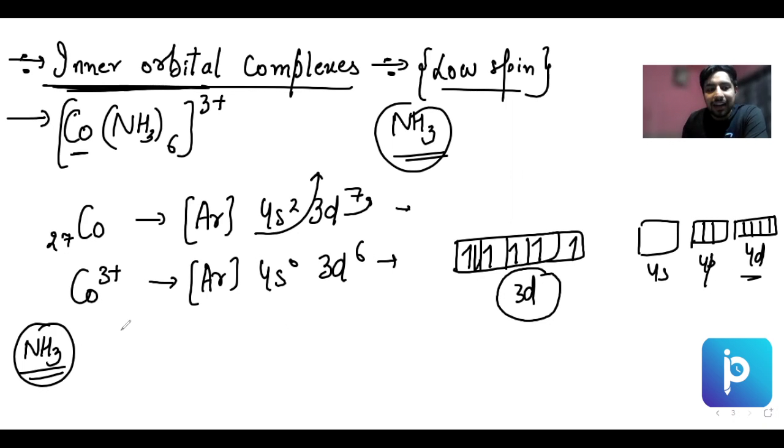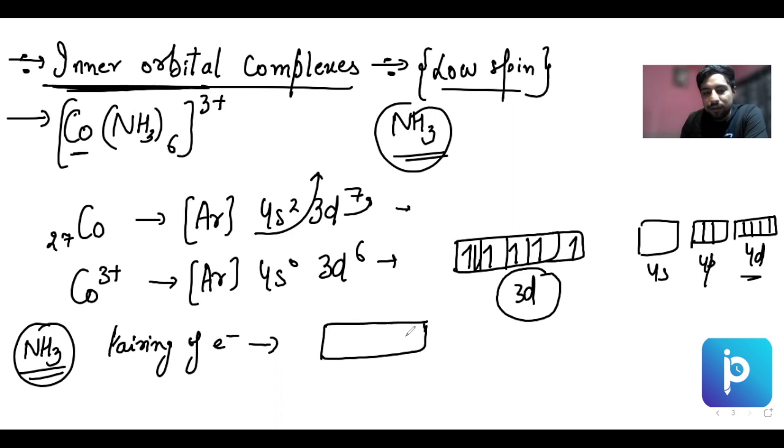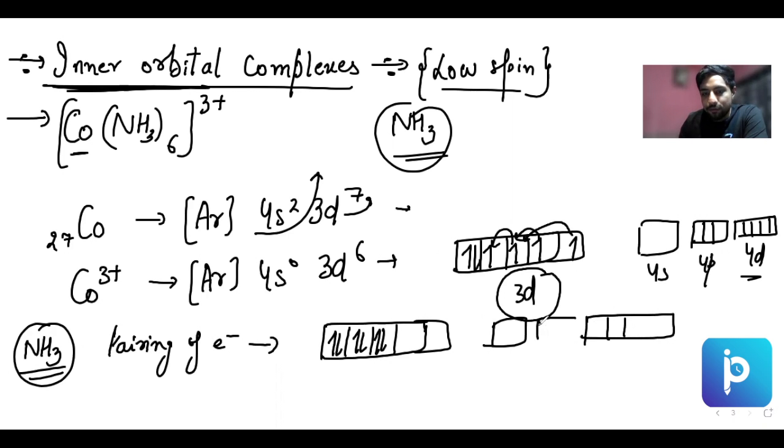So how will it do that? In this, there will be pairing of electrons. So these 3d electrons will get paired like this. This one will come here, this one here, and this one also in this orbital, because one orbital can accommodate 2 electrons. So in this way the pairing has happened. Okay, this is 4s and this is 4p and this is 4d. Okay, 3d, 4s, 4p and 4d.